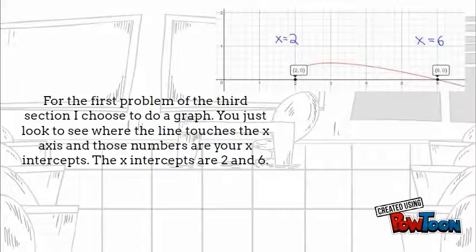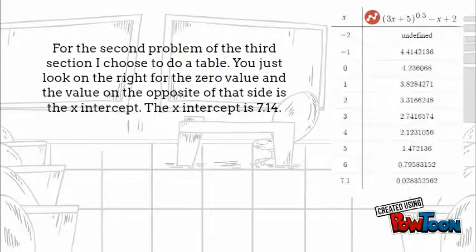For the first problem in the third section, I chose to do a graph. You just look to see where a line touches the x-axis, and those numbers are the numbers for your x-intercepts. The x-intercepts are 2 and 6. For the second problem in the third section, I chose to do a table. You just look on the right side for the 0 value, and the value opposite that on the other side is the x-intercept. The x-intercept is 7.14.